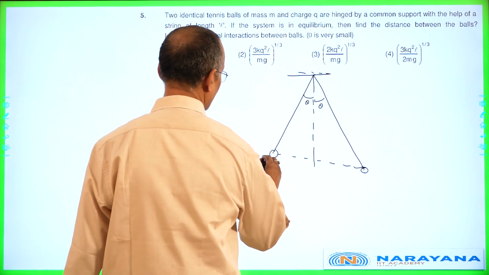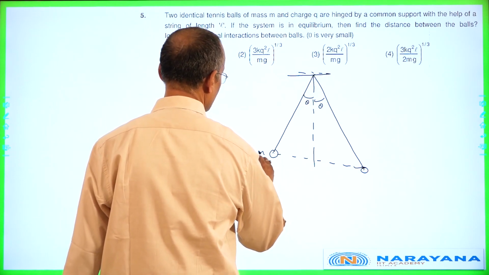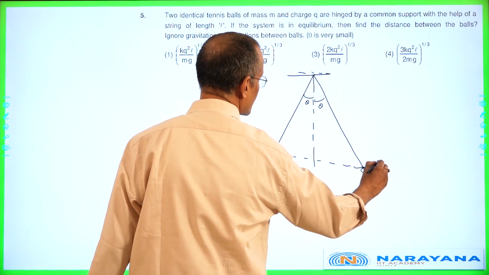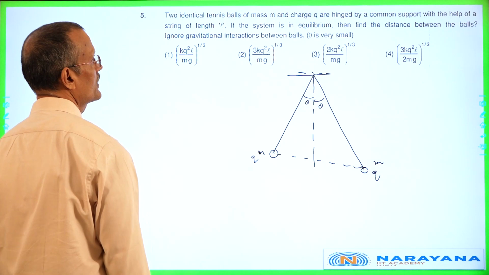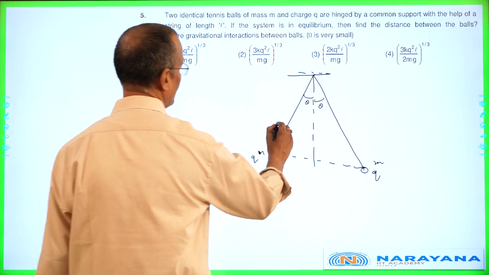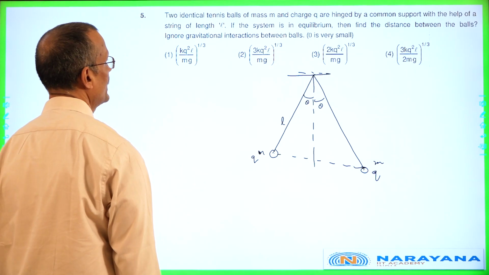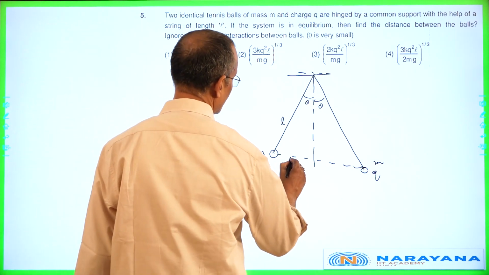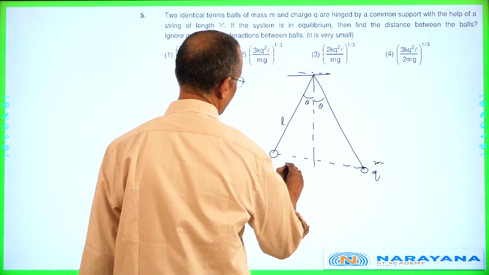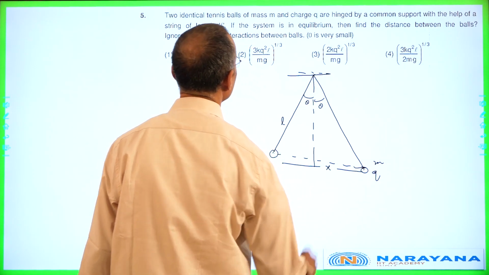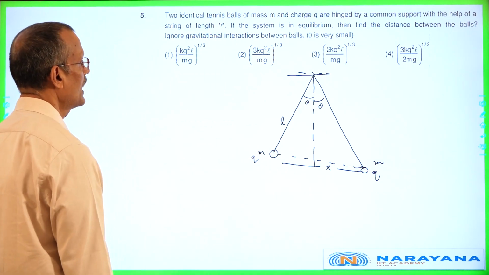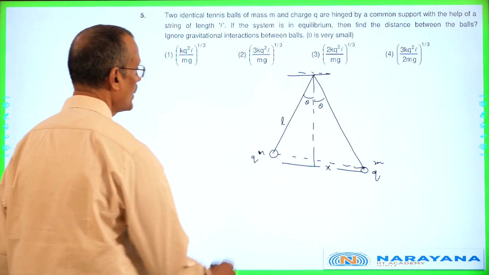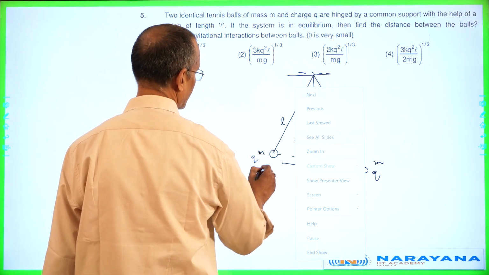Now what they had given you? They have given you mass m, charge q. Here I need only charge, suspended from a common support with the help of a string of length L. This length they have given you L, system is in equilibrium, find the distance between the balls. So let us take this distance as x, they are asking you x, and the angle they have taken very, very small. Clear to you? So now in this direction tension will act.